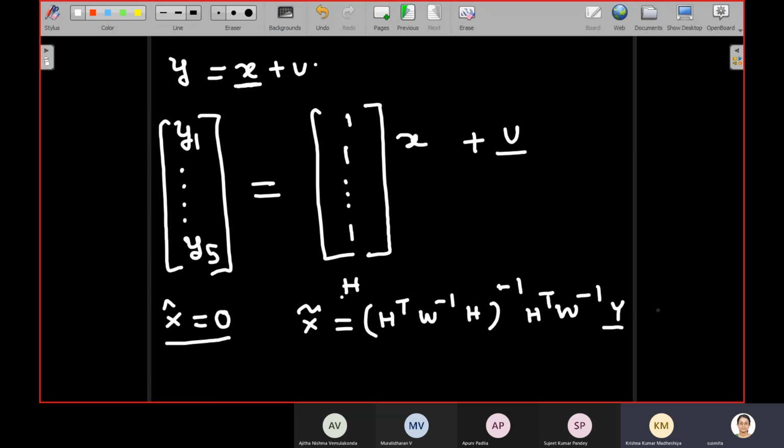This is nothing but Y, because Y hat will also be 0. X is 0 means Y will also be 0. So this is how you can find the estimate of X. So you know H, you know W, you know Y. Y is given. This is only Y, correct? W is identity. Identity matrix. So you know everything, and then you can also find the estimation error covariance. That's it.